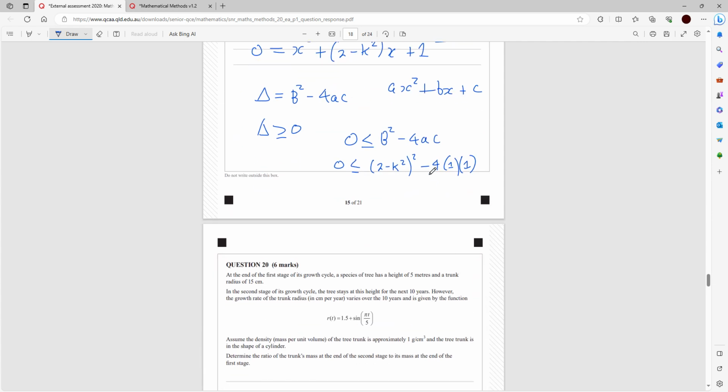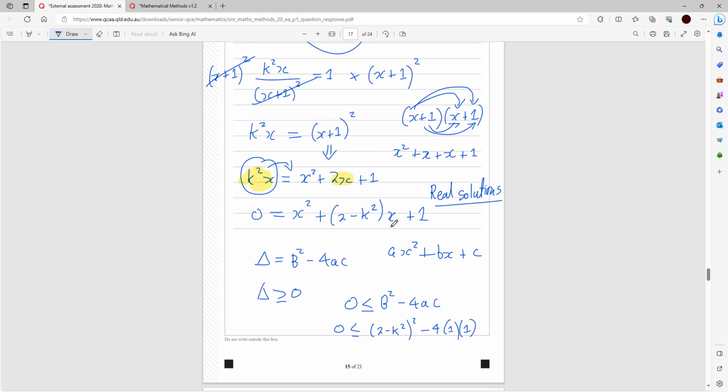And now we're going to solve for k. And we've run out of room. So I'm going to rub some stuff out up here and start moving some stuff around.